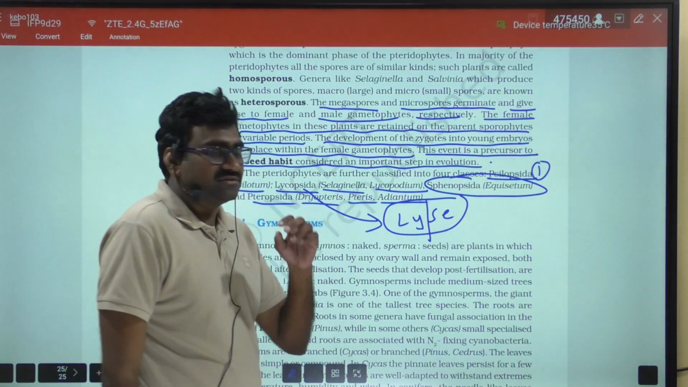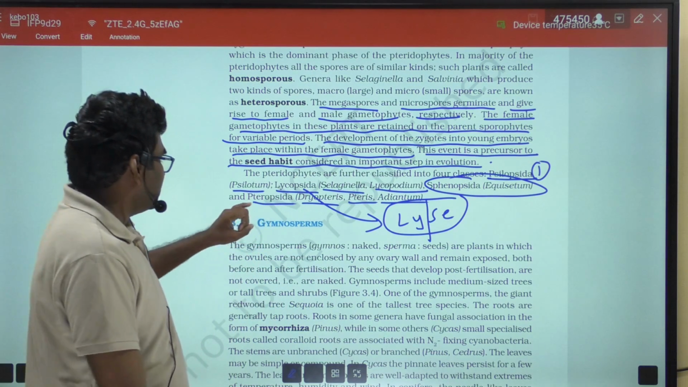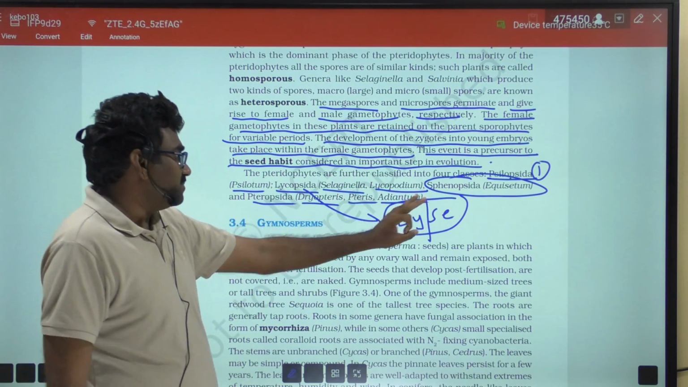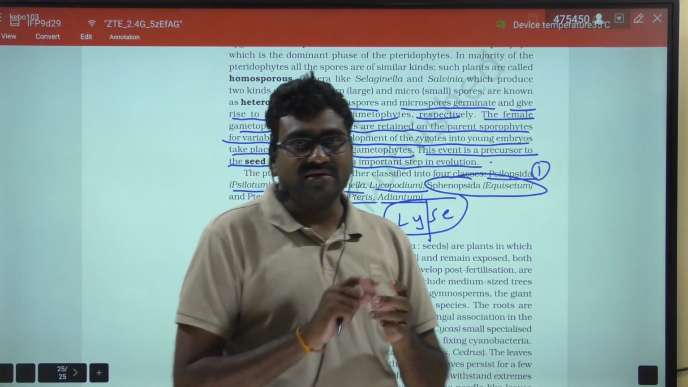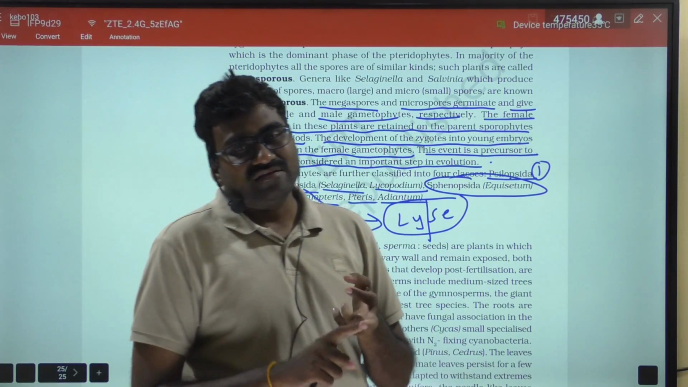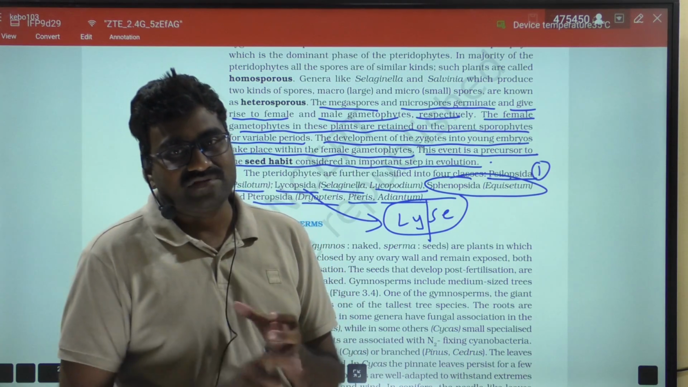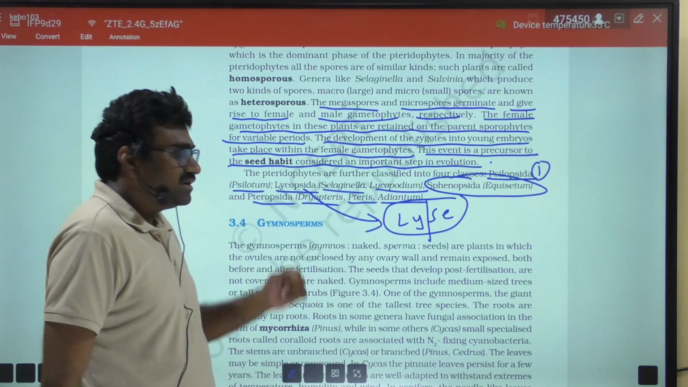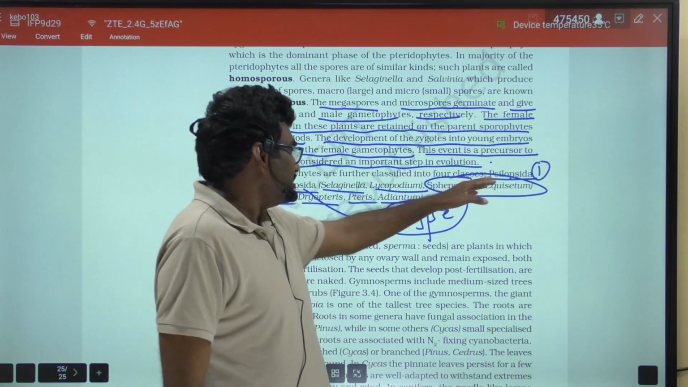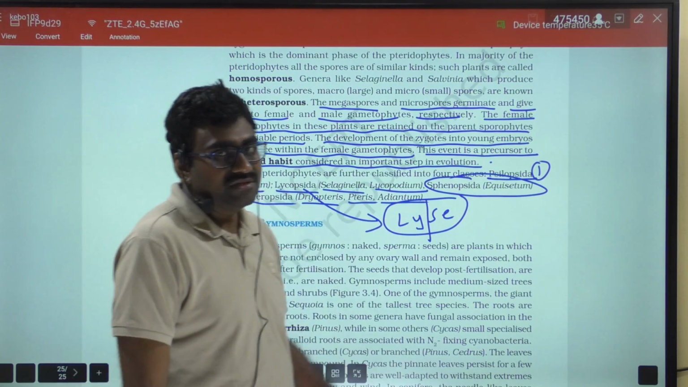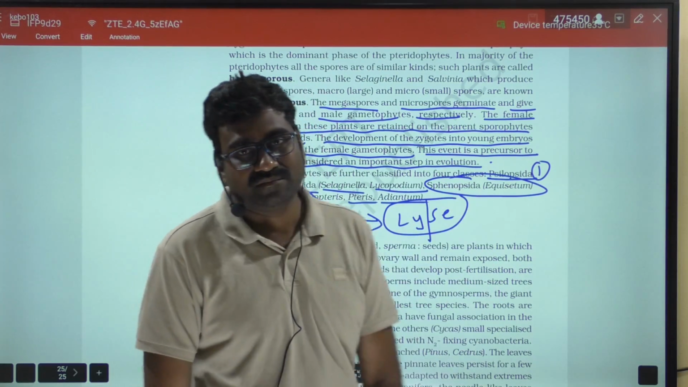So there are four classes: Psilopsida, Lycopsida, Sphenopsida, Pteropsida. Examples for Pteropsida: Pteris, Dryopteris, Adiantum. Examples for Sphenopsida: Equisetum. Examples for Lycopsida: Selaginella, Lycopodium. Psilotum is an example for Psilopsida, right?